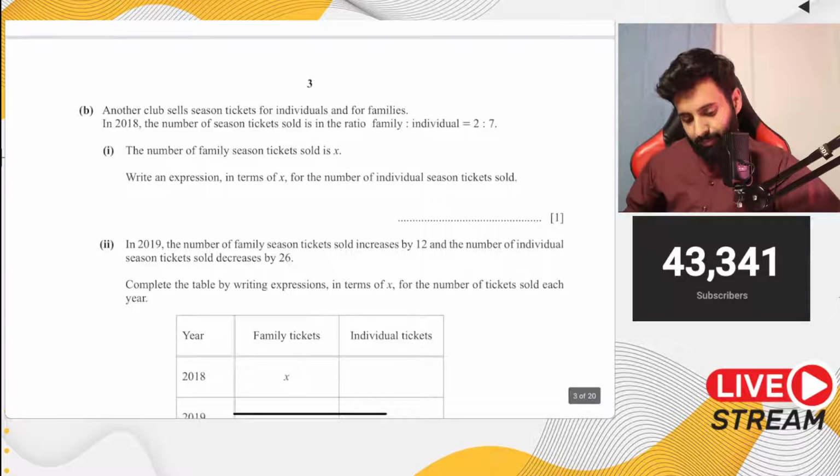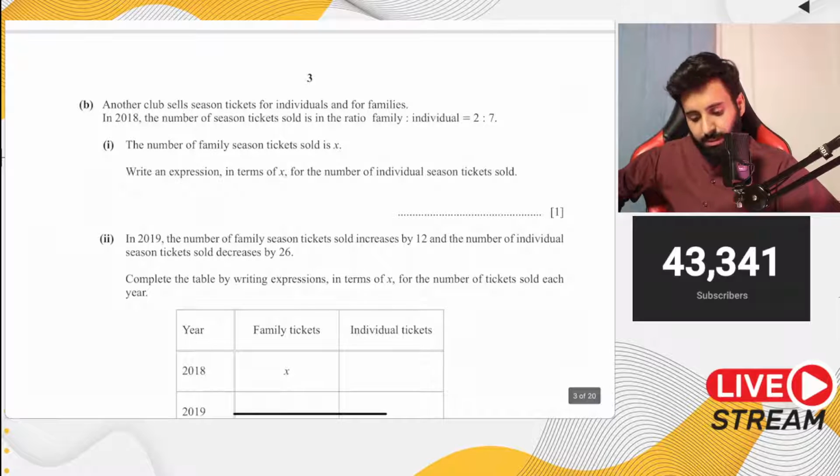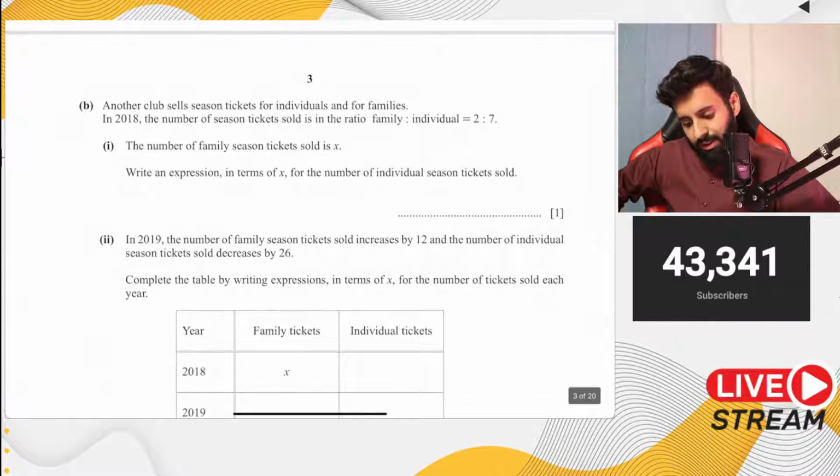Now part B. Part B says another club sells season tickets for individuals and for families. In 2018, the number of season tickets sold is in the ratio family to individual 2:7. The number of family season tickets sold is x. Write down in terms of x the number of individual season tickets sold.